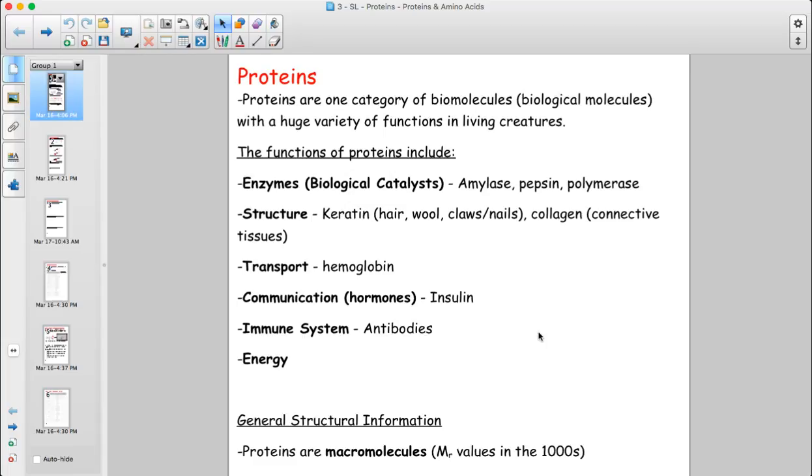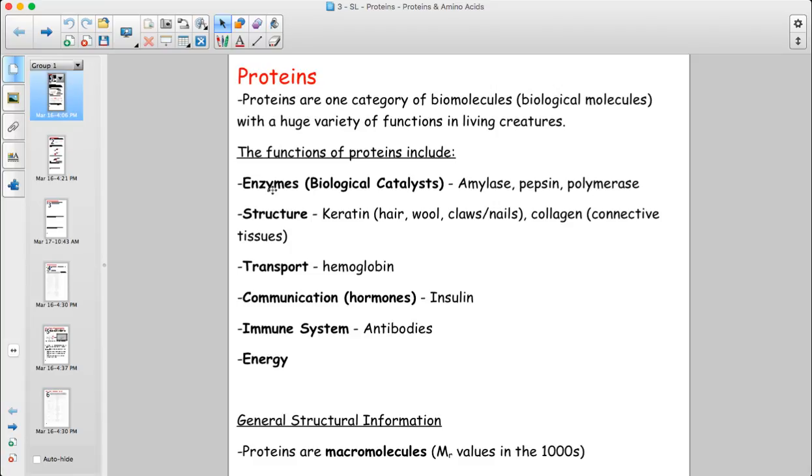So proteins are a major topic in the biochemistry option, and that's because proteins are incredibly important and they do just about everything inside the human body or inside of other bodies. So it's a giant category of biomolecules, and there's a vast array of functions that they undergo. One of the most important of which is that they act as enzymes, which are biological catalysts, but they also give structure in the body.